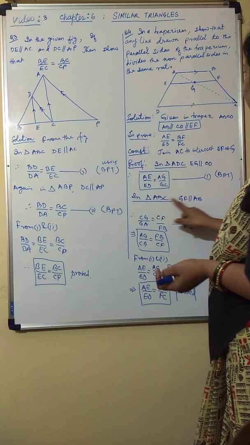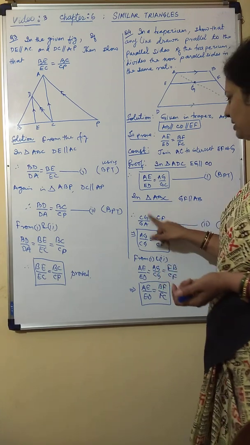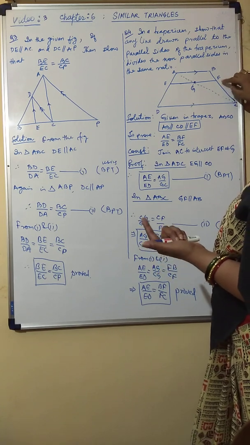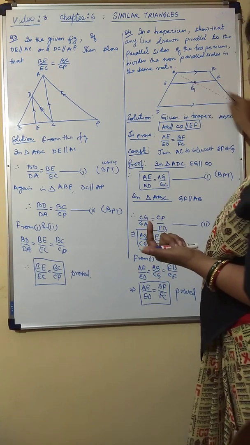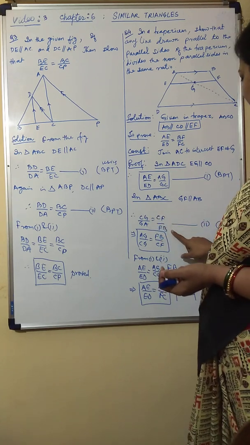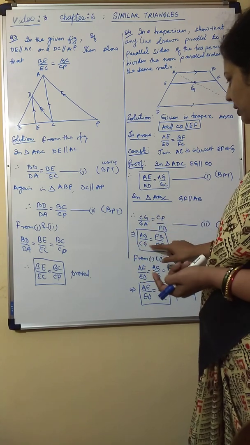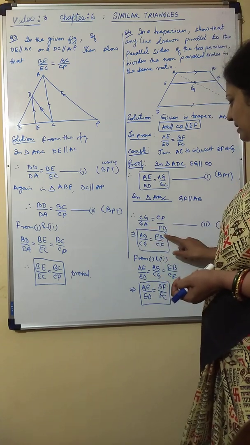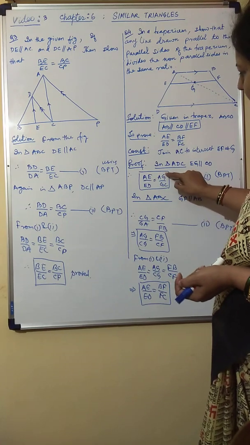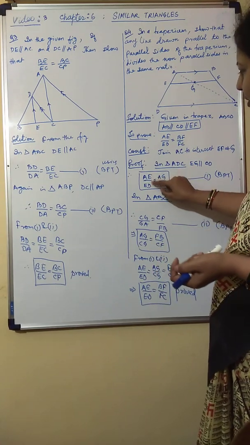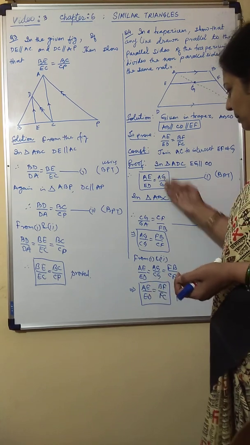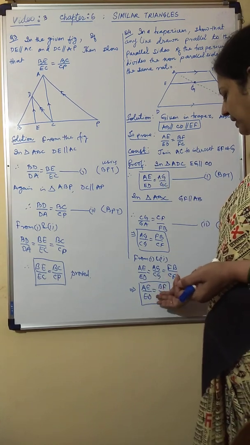So here in triangle ABC, GF is parallel to AB, so you get CG by GA is equal to CF by FB. So that is what is written, CG by GA is equal to CF by FB, or you take the reciprocal. So we get AG by CG is equal to FB by CF. Now from 1 and 2, it is clear that AG by GC is equal to AE by ED is equal to FB by CF.